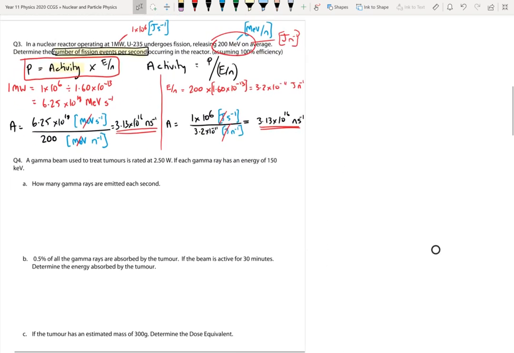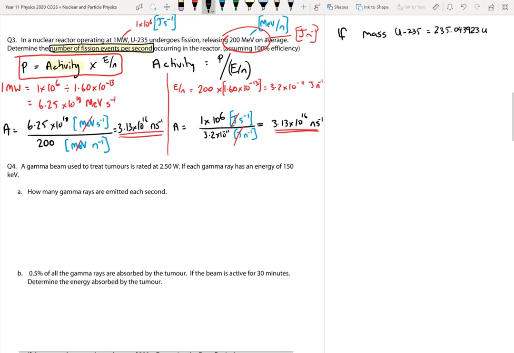But another interesting question that can be asked, can I leave it like that? I might not. Let's just say the mass of uranium-235 is 235.043923 atomic mass units, and that I took from the table of masses. Then how many kilograms of uranium do I have per event?